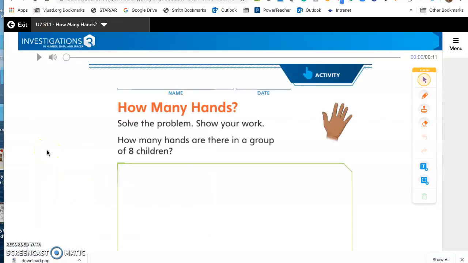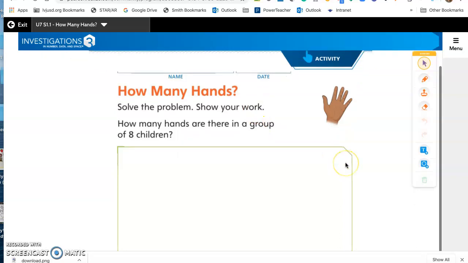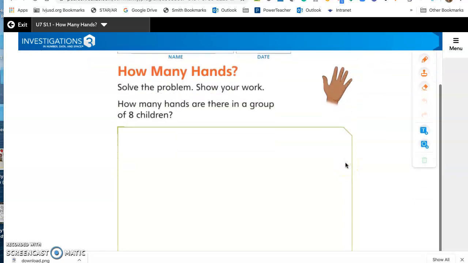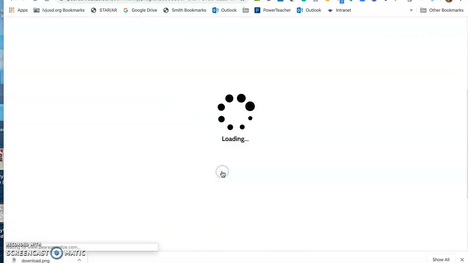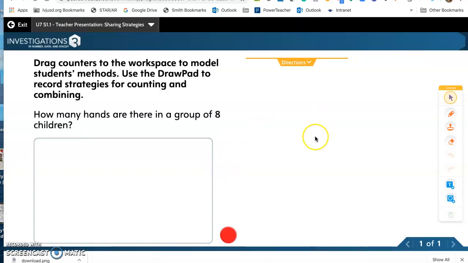Okay, now I have pulled up the activity that you are doing for math in your math books today, and it's called How Many Hands? You're going to solve this problem and show your work. The question is, how many hands are there in a group of 8 children? So we are going to talk about some strategies that you might use to solve this problem today. I'm going to go ahead and open this page so that I can do some work with you. This has the same question as your math book, but it's just showing it in a different way.